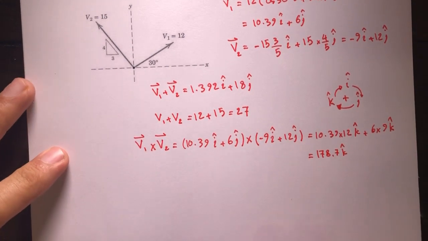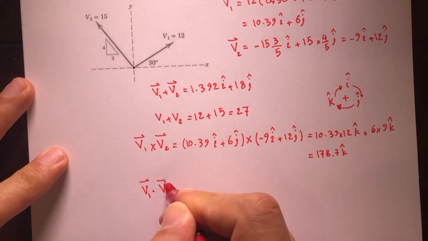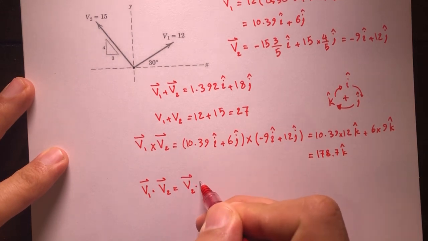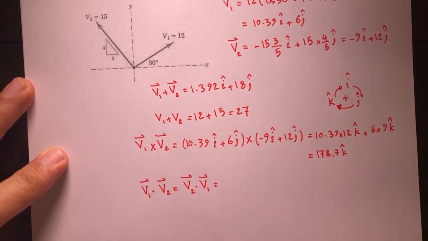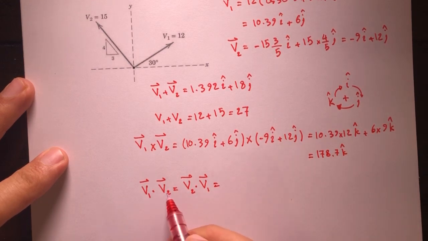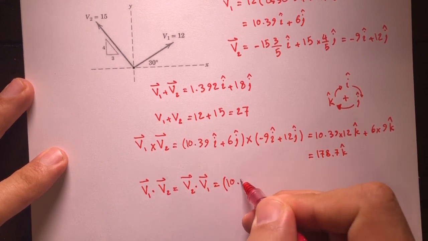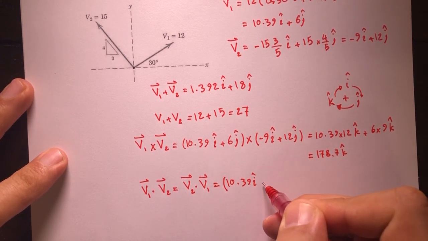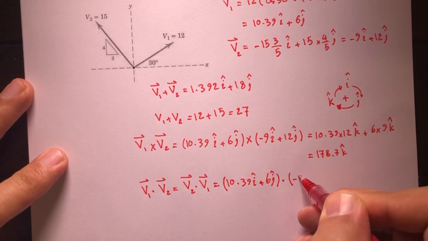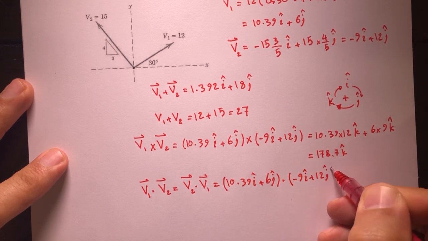And let's do another one. What is v1 dot product to v2? We should know it's equal to v2 dot product to v1, right? In dot product, you can change the order, it doesn't matter. So v1 dot product to v2, v1 is 10.39 in the I direction plus 6 in the j direction, dot product to negative 9 in the I direction plus 12 in the j direction.